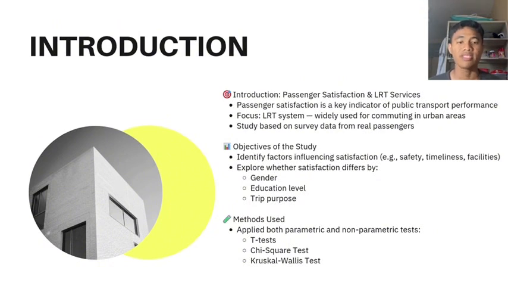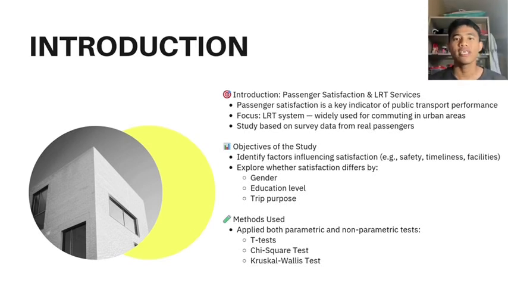So today we will present about statistical analysis on passenger satisfaction with LRT service. Public transportation plays a vital role in ensuring mobility, especially in urban areas where congestion and environmental concerns are growing. One of the key indicators of a successful transit system is passenger satisfaction, which reflects how well the service meets user expectation in terms of reliability, safety, accessibility and comfort.